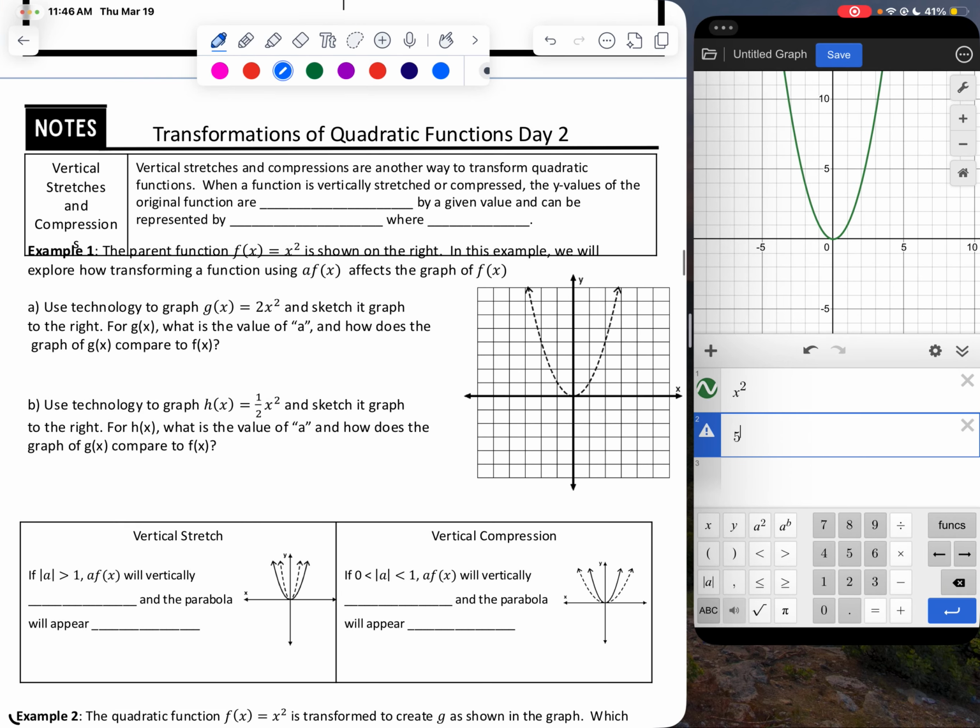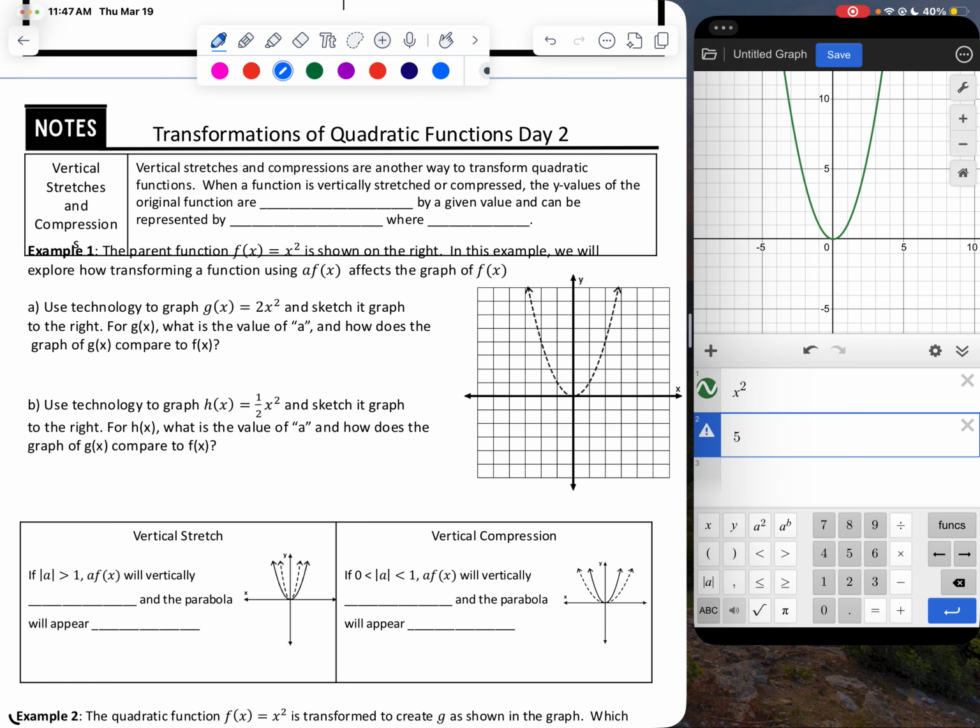In today's lesson, we will be looking at the transformations of quadratic functions, part 2. In our previous lesson, we were exploring vertical and horizontal shifts in quadratic functions and how they shifted the parent function up, down, right, and left. Today, we'll be looking at dilations of quadratic functions.